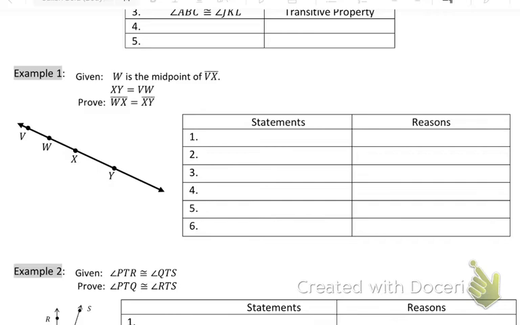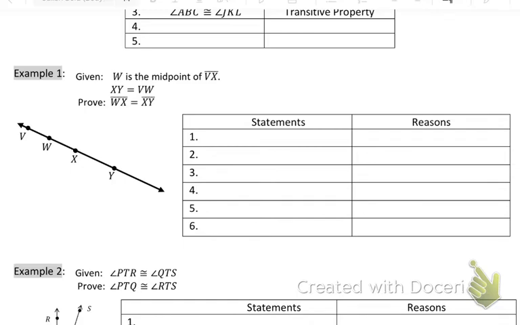W is the midpoint of VX. I would stop reading right there. I would do two things. A, we know midpoint allows me to put marks on it. So that's the first thing I'm going to do: make sure my head's up. Then the second thing I'm going to do is put marks on there.